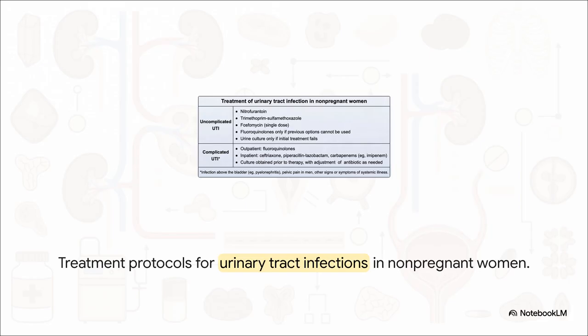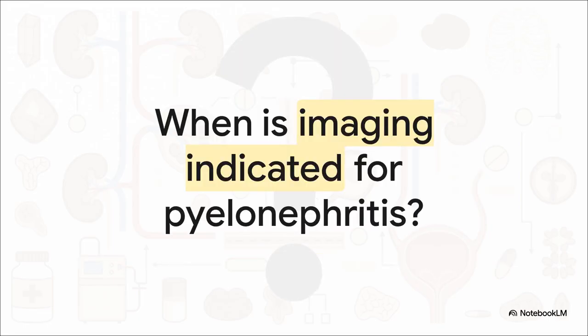However, if the infection ascends beyond the bladder, meaning you start seeing systemic signs, pelvic pain in men, or fever, you're now dealing with a complicated UTI. That requires inpatient IV antibiotics like ceftriaxone, piperacillin tazobactam, or carbapenems while you wait for cultures. Now, pyelonephritis adds fever, flank pain, CVA tenderness, and usually some nausea to the mix.